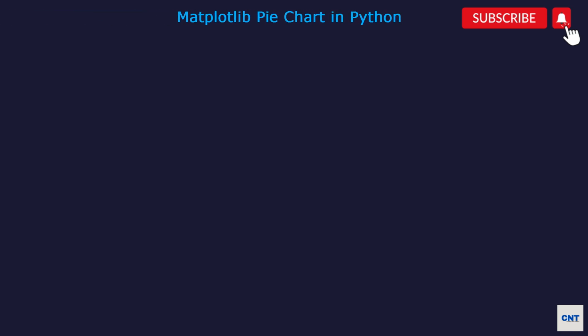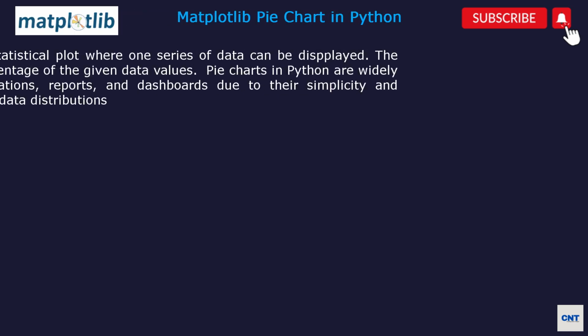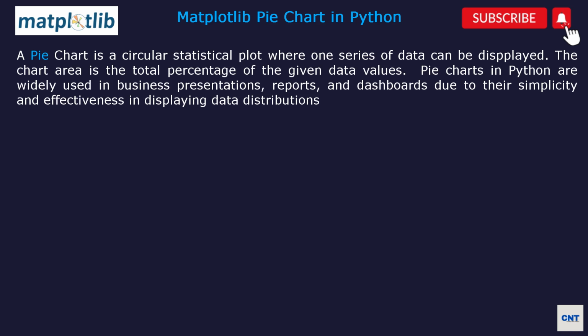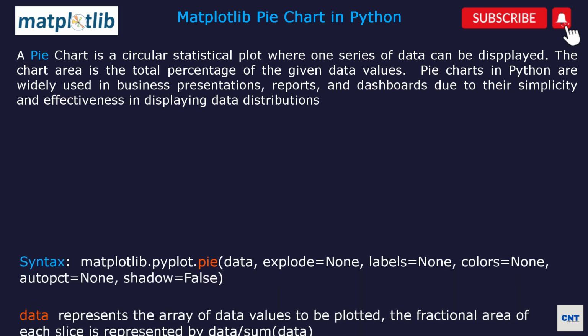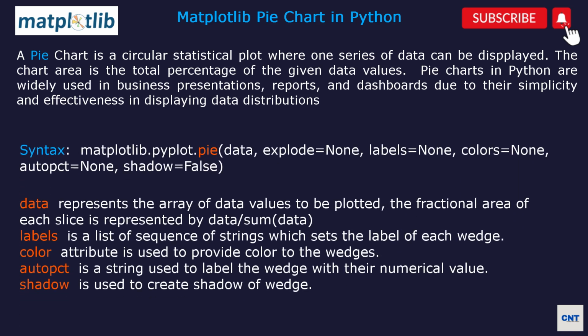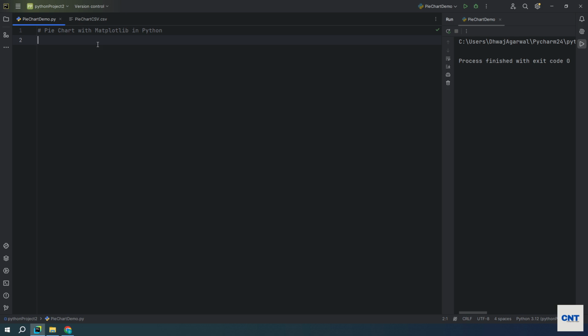What is a pie chart? A pie chart is a circular statistical graphic where one series of data can be displayed. The chart area is the total percentage of the given data value. The Matplotlib library has a pie function in its pyplot module which creates a pie chart representing the data in an array. Let's create a simple pie chart.